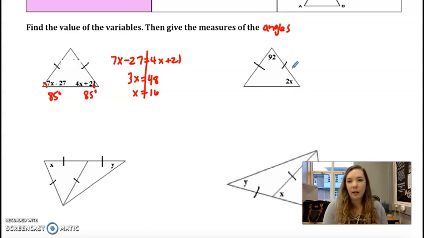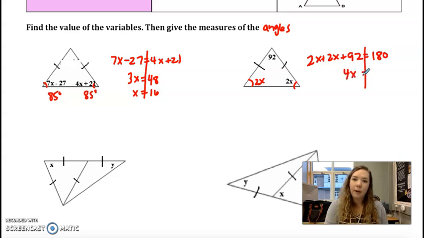Here again, these are isosceles triangles, so these two would be the same, so they're both 2x. So I would do 2x plus 92 equals 180. So we'd have 4x equals 88. So x is 22, which would make these two base angles 44 degrees.